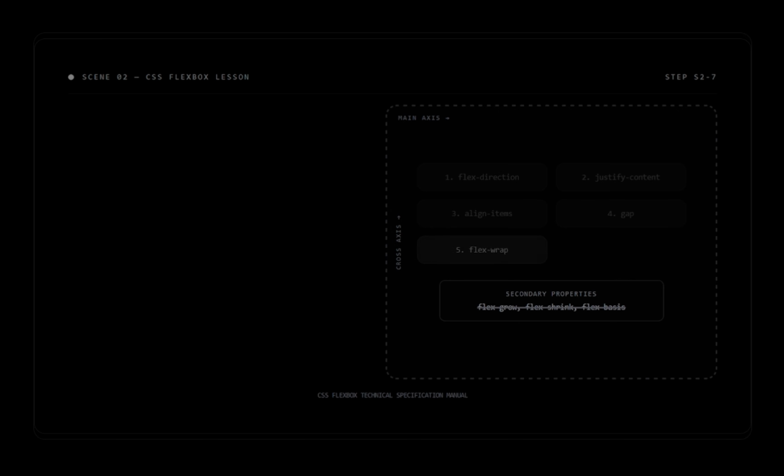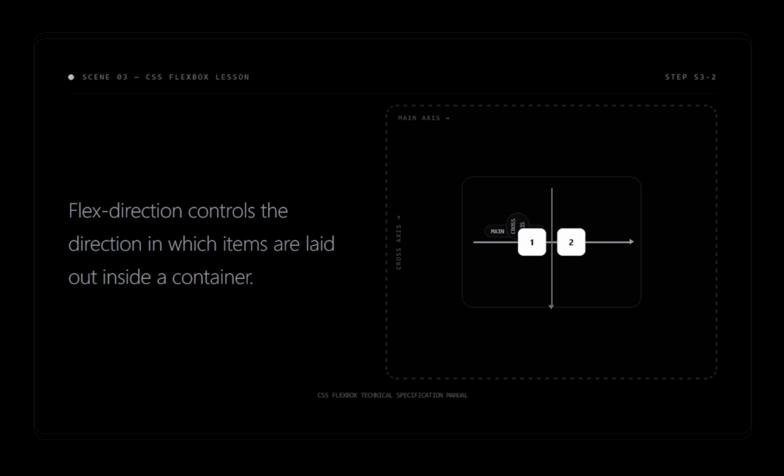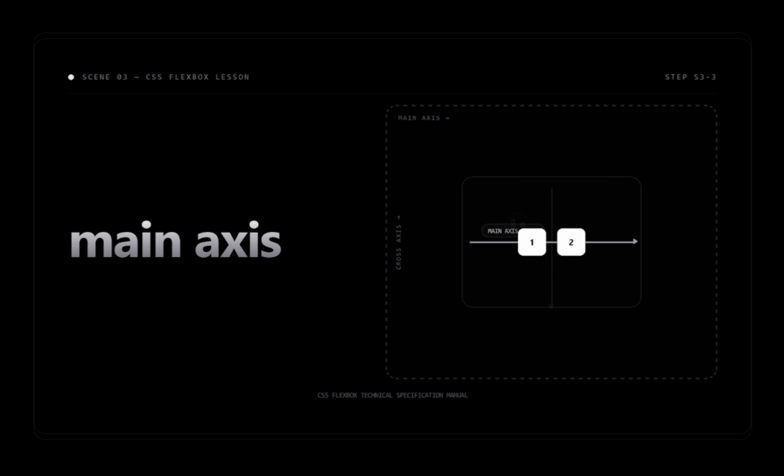There are others, such as flex grow, flex shrink, and flex basis, but our primary focus will remain on the 5 listed above. Let's begin with flex direction. Flex direction controls the direction in which items are laid out inside a container. It has 2 primary axes: the row, which is horizontal and is considered the main axis, and the column, which is vertical and is considered the cross-axis.